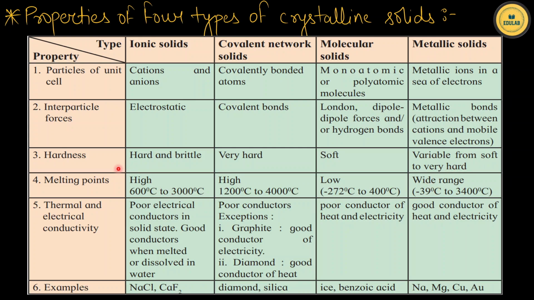Next one is melting point of metallic solids, which have a wide range, that is minus 39 degrees Celsius to 3400 degrees Celsius. Next one is thermal and electrical conductivity of metallic solids, which are good conductors of heat and electricity both. Next one is examples of metallic solids: sodium, magnesium, copper, and gold.